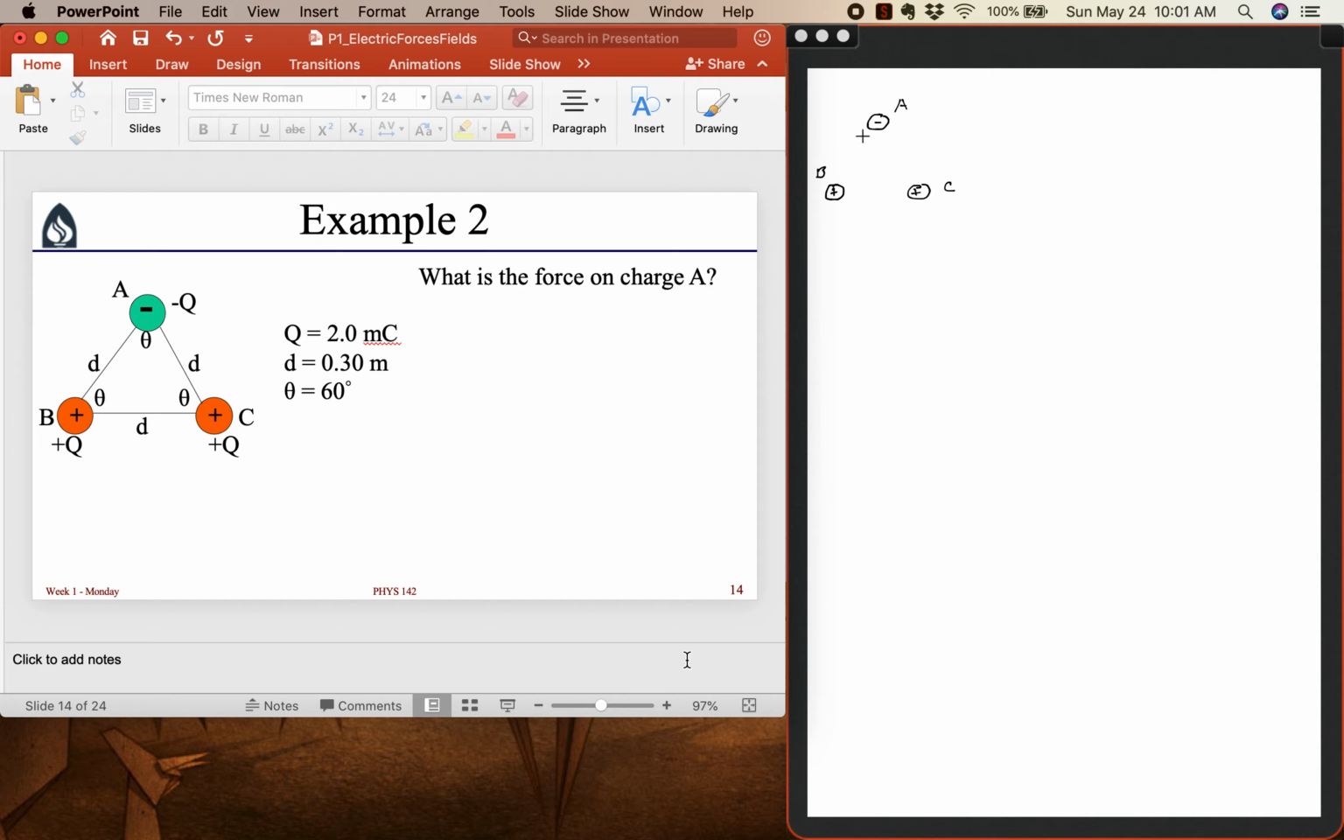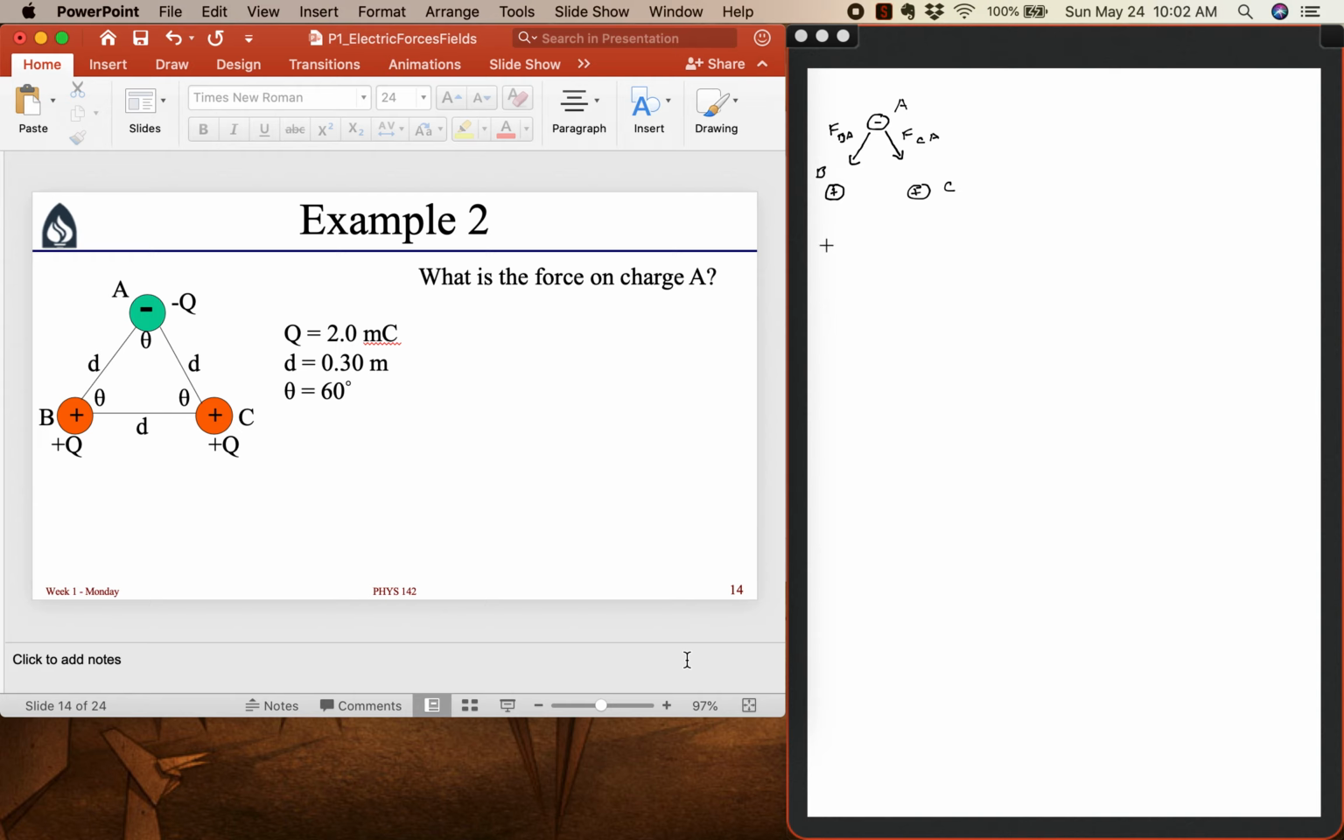So there's going to be a force acting on A because of charge B. So the force of B on A will point in this direction. And then charge A will also be attracted to charge C. So this would be the force of C on A. So we need to find these two forces and then add them together to find the net force that acts on charge A. So first off, let's find the amounts of the forces.